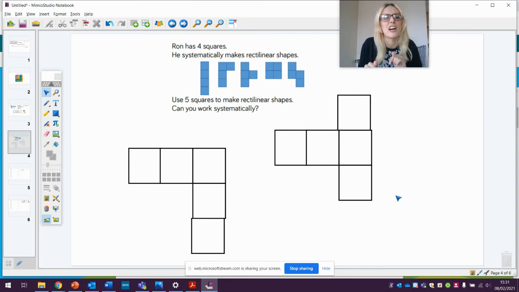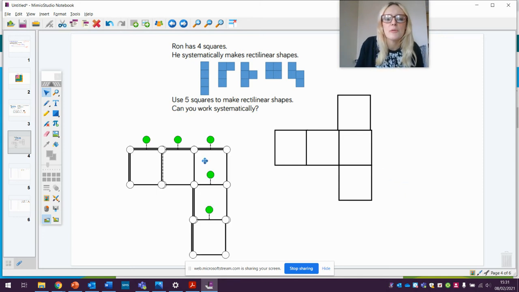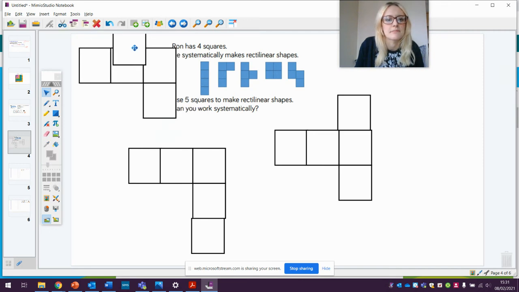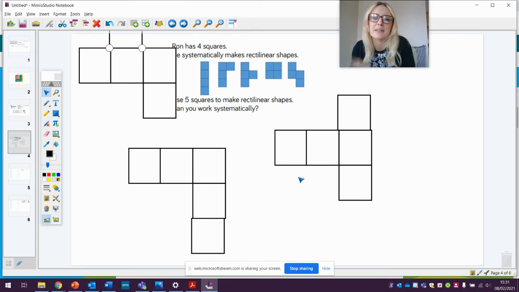You might need a couple more than 5. You can either just have the same 5 and keep changing them around. Now I'm going to continue working systematically. So I might then like this. So I'm at the moment just moving 1 square to create different rectilinear shapes. See how many possibilities you can come up with. You can always email us how many possibilities there are just by having 5 squares.